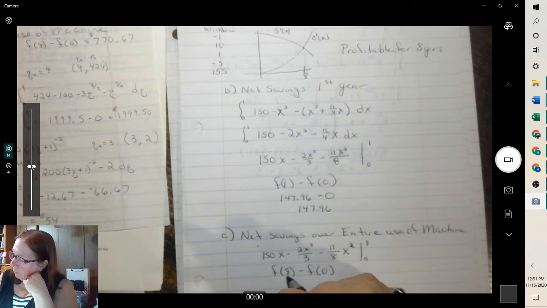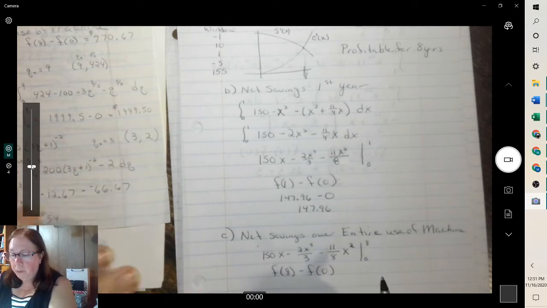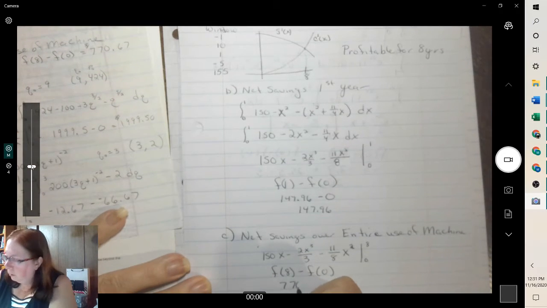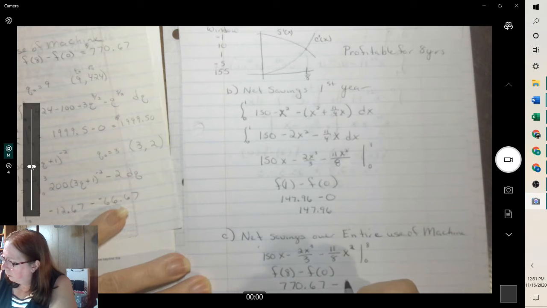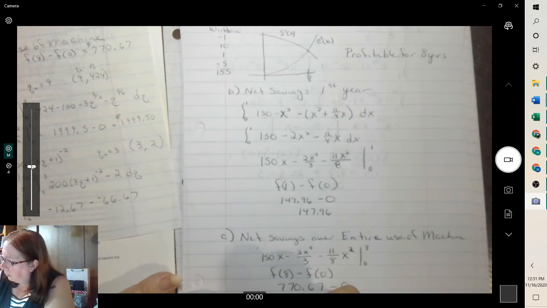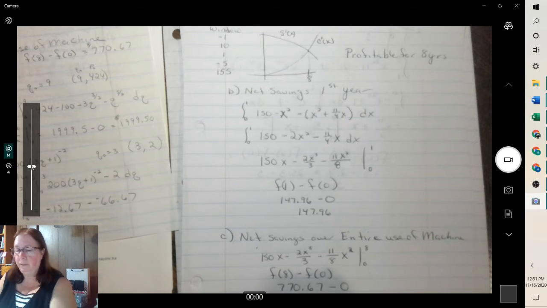To find that, plug in 8. So we already have this in your calculator. Just go to table and put the 8 in. When you put it in, you should get $770.67. So in the 8 years that you have it, $770.67 worth of savings.